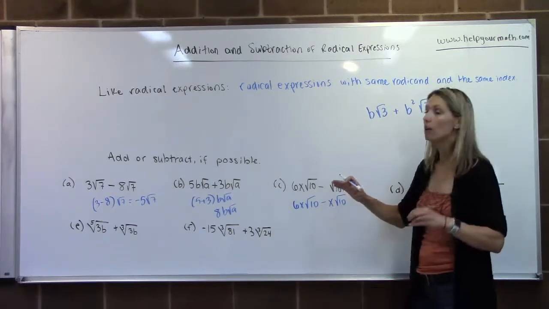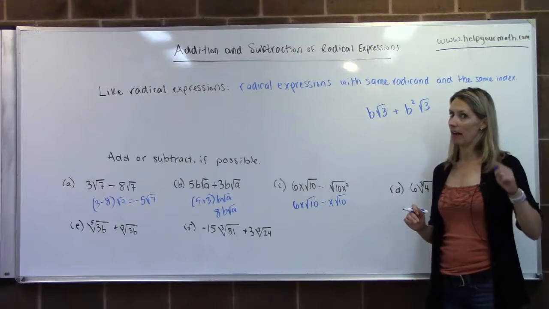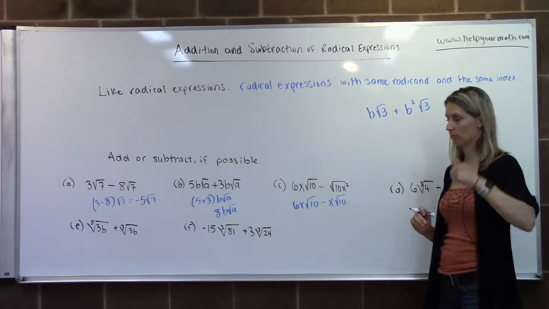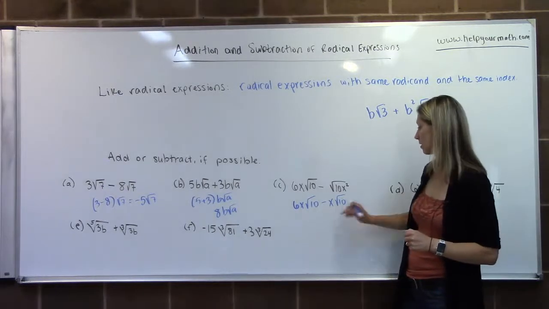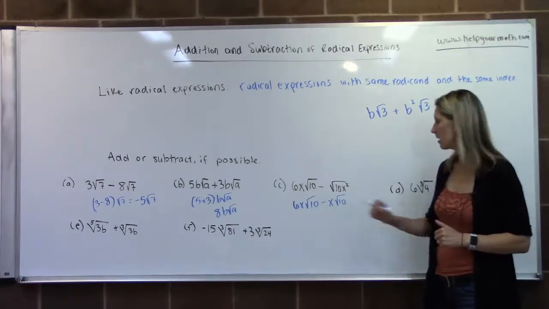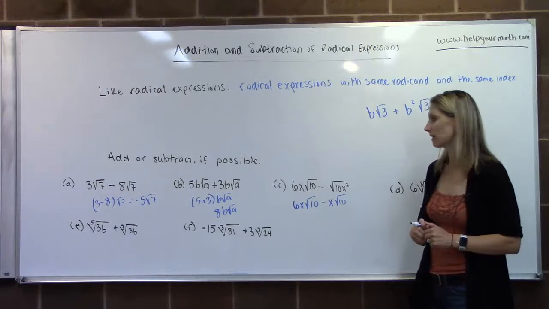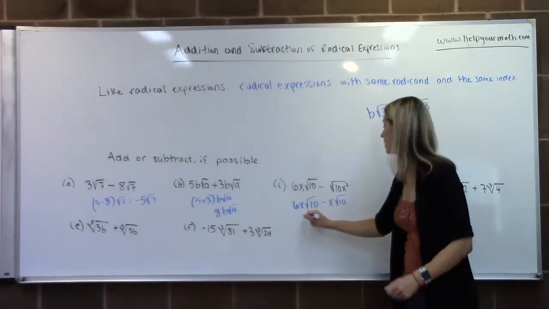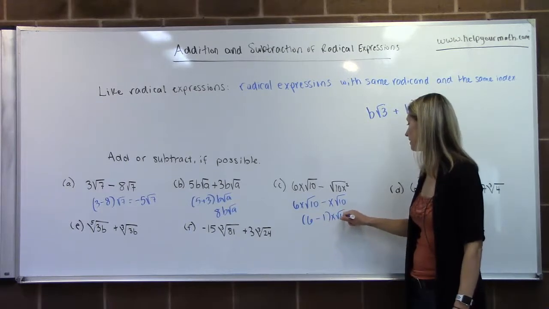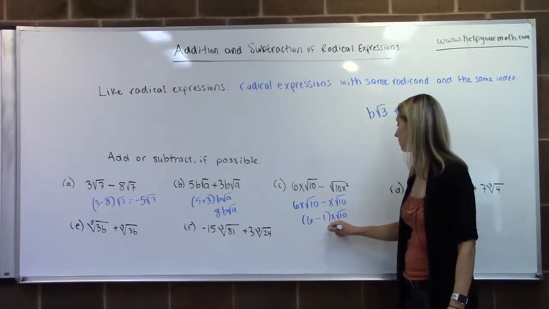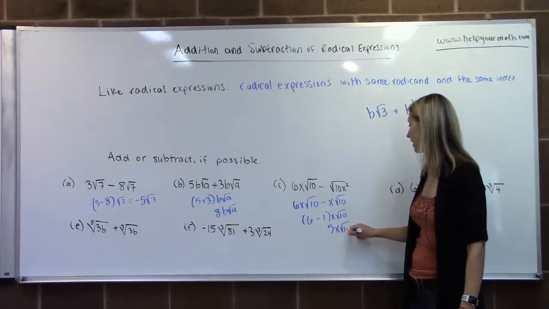And I'm sure somewhere it does say that x is going to be positive. Great. Okay. Now we have like radicals, root 10 and root 10. And then we also have x's as part of the coefficients of our radicals. So this is like looking at 6 minus 1, x root 10. 6 minus 1 is 5. So we end up with 5x radical 10.